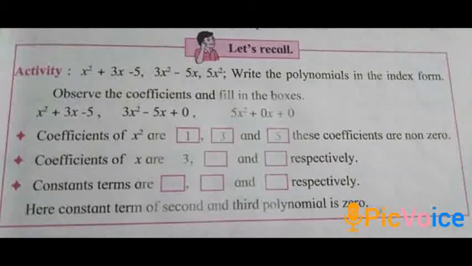So first polynomial x square plus 3x minus 5, the coefficient of x square is 1. In the second, coefficient of x square is 3, and in the third, coefficient of x square is 5. Now you can see that the third polynomial was only 5x square. So we wrote it in proper form, 5x square plus 0x plus 0, writing all the three terms. The second one also 3x square minus 5x, there is no constant term, let it be 0, we will write plus 0. Then coefficients of x, first one it is plus 3, second one minus 5, and third one is 0. And constant terms are minus 5, 0 and 0. Okay.